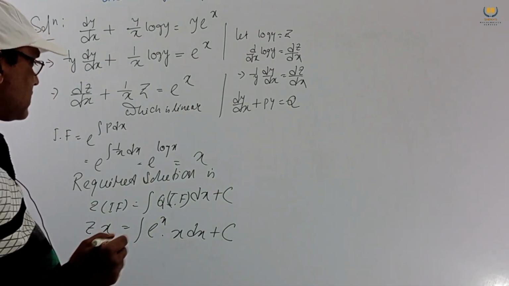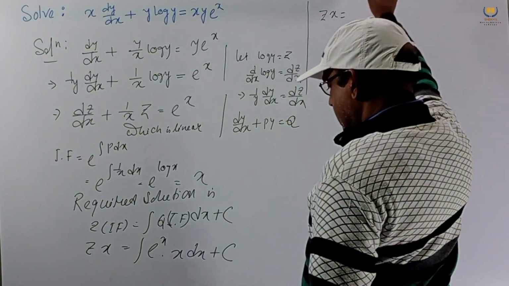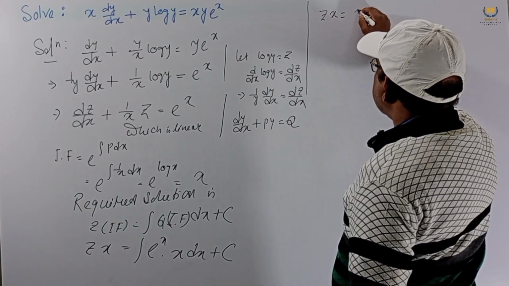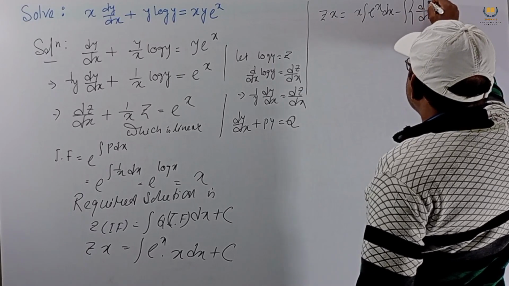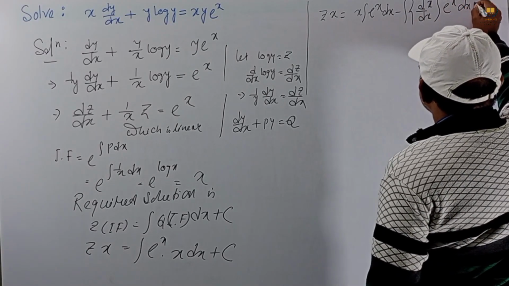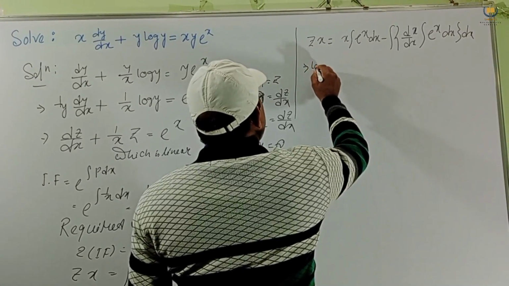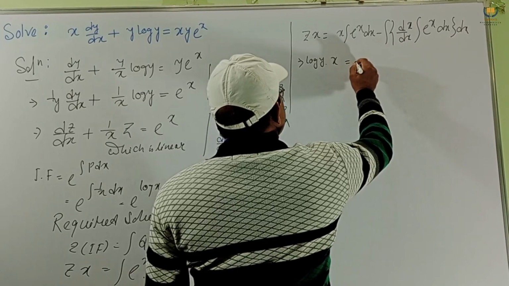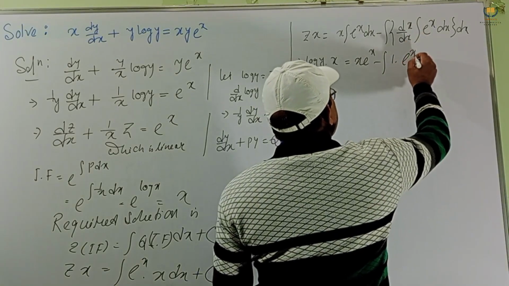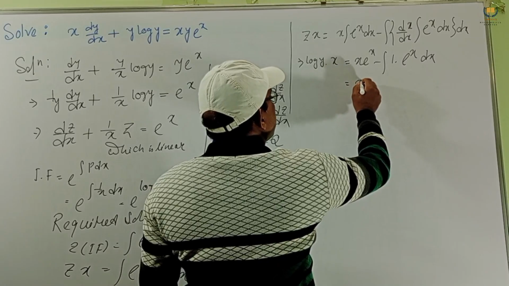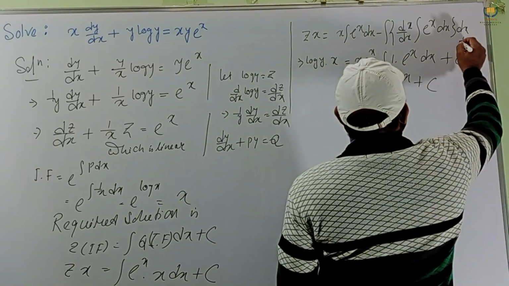Now we integrate by parts. Using the by parts formula, the first function is x, and this will be x ∫e to the power x dx minus ∫(d/dx of x times ∫e to the power x dx) dx. By using the by parts formula we get this. Here z means log y, x integrated with e to the power x is e to the power x, and d/dx of x is 1, so this is x e to the power x minus ∫e to the power x, which is e to the power x, plus c.